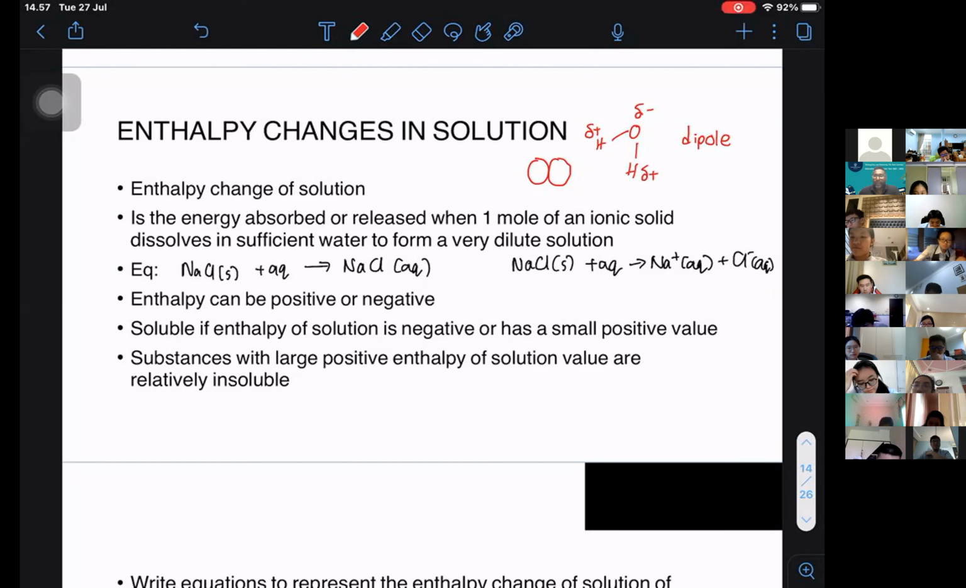Once you have this water coming to a sodium chloride.